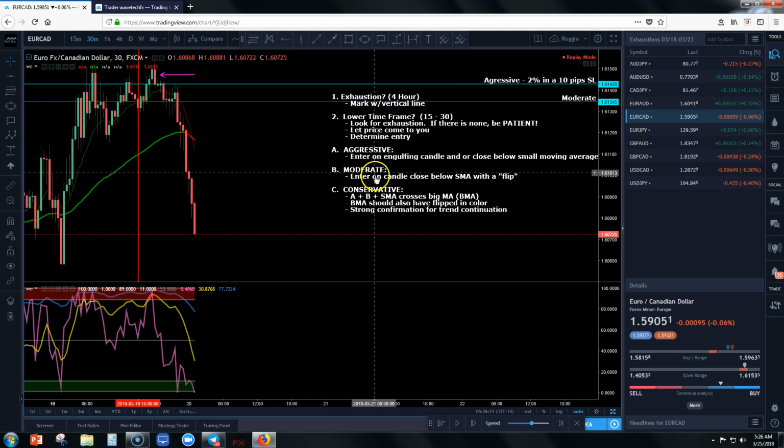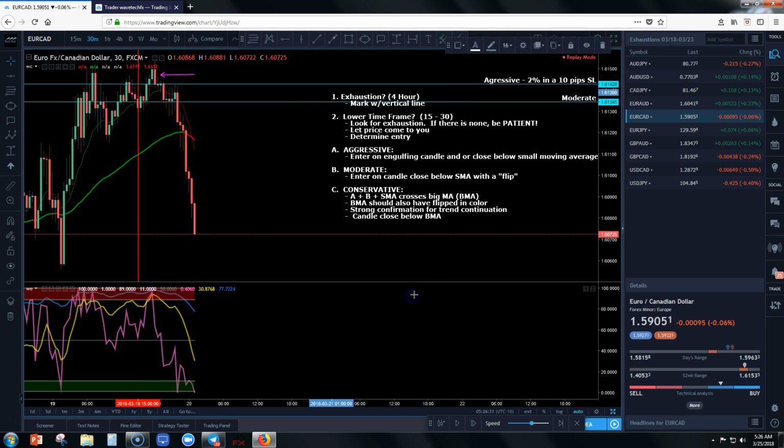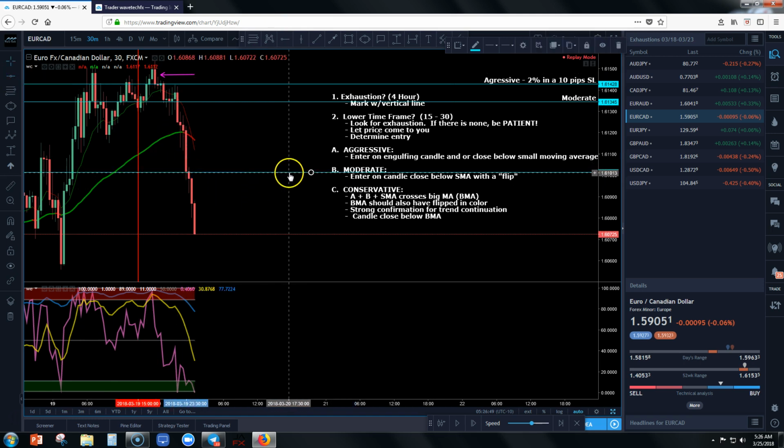So either or. I should just edit this real quick. Let me add it in here. So candle close below big moving average. Okay. So either or. When you get a candle close below, what is candle close is when this candle on every 30 minutes is going to close. We're going to enter on the new candle. We're going to set our stop loss 10 pips. So we're going to enter right around here for the conservative. Okay.